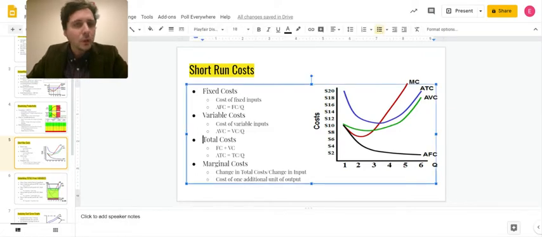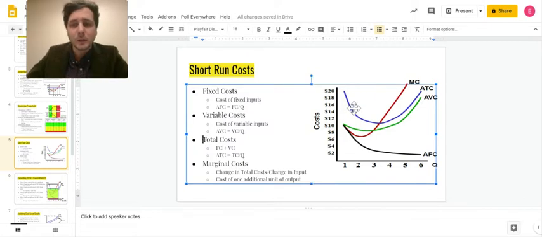Then we have total costs. Total costs are fixed costs plus variable costs. Those are all the costs. So put them together, add them together, it gives you your total cost. You can find average total cost by doing total cost divided by quantity. Or you can simply add average variable cost and average fixed cost, and that'll give you your average total cost.